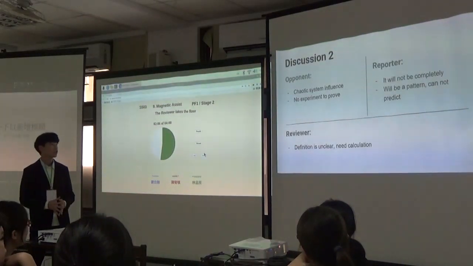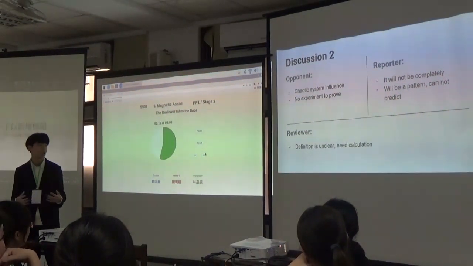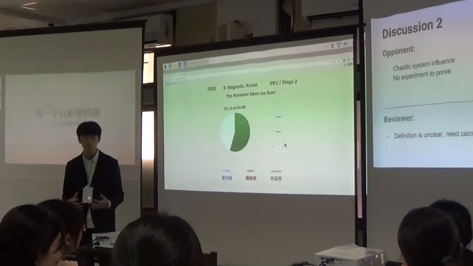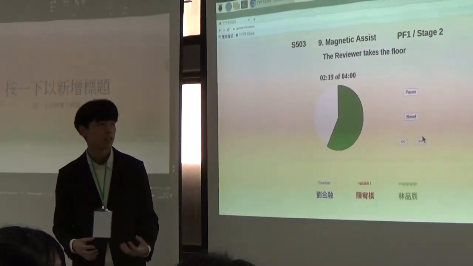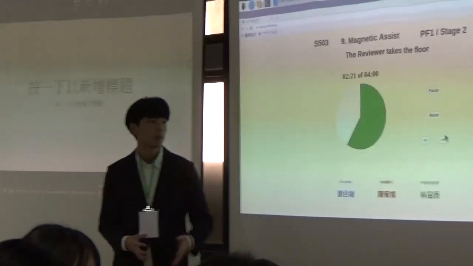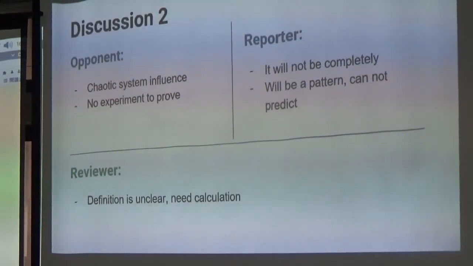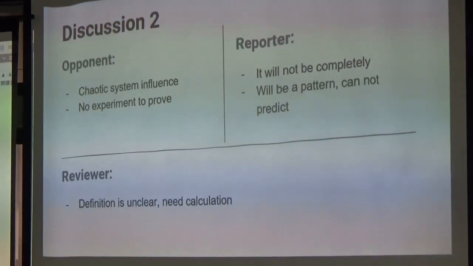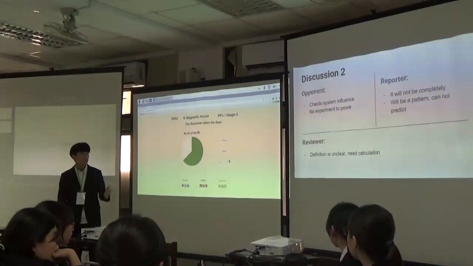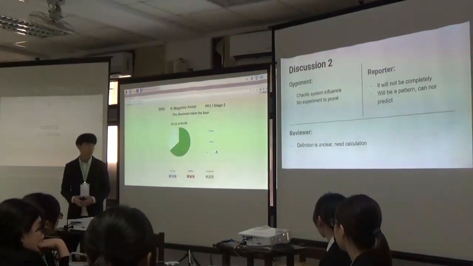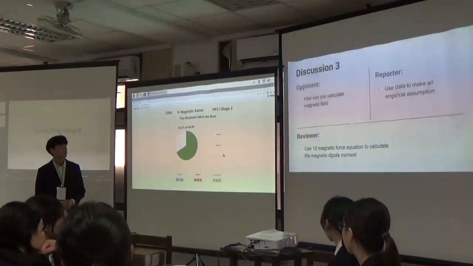In discussion 2, the opponent questions the reporter about how a chaotic system will influence the whole experiment, and notes there is no experiment or any evidence to prove that a damping force exists in this experiment. However, the reporter responds that there will be a pattern of the magnets, and it cannot be predicted, so they think it acts as a chaotic system. Our opinion is that since the definition of the chaotic system is unclear, they need a calculation to prove the damping coefficient.